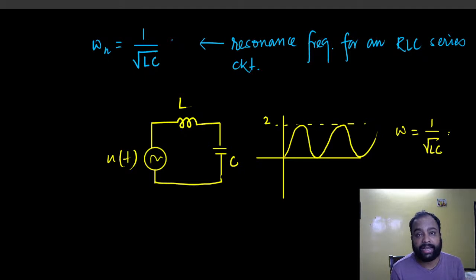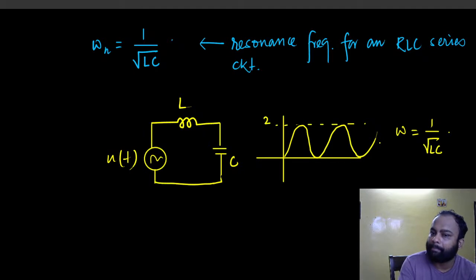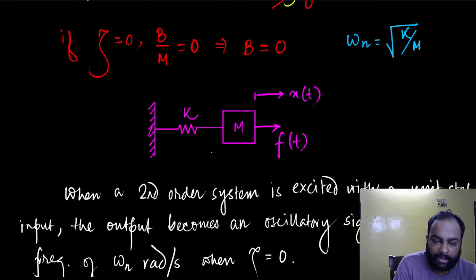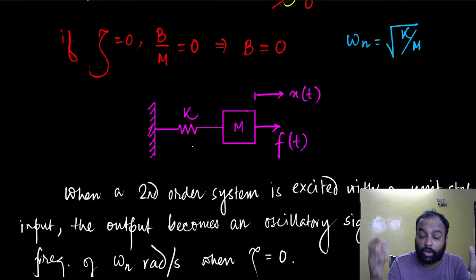So for an RLC series circuit, if the resistance is 0, then the output becomes a pure, undecaying oscillation, and the frequency of that oscillation is 1 by root over LC. This frequency is known as the undamped natural frequency. So you can understand what actually damps the response: that would be the resistor for an RLC series circuit, and the damper for the mechanical system. A damper is responsible for spending energy, and similarly, a resistor is responsible for spending energy.